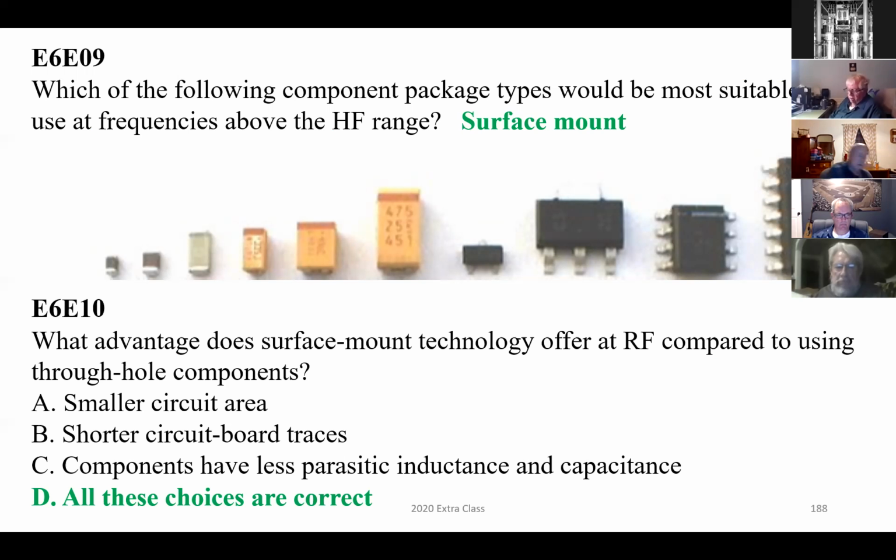Number 10. What advantage does surface mount technology offer at RF compared to using through-hole components? It's going to be D. All of these choices are correct. And I'll read them off real quick. There's smaller circuit area, shorter circuit board traces. Components have less parasitic inductance and capacitance.